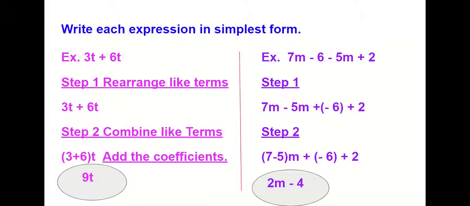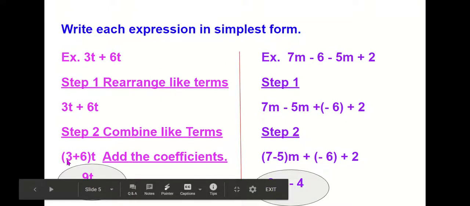The next part of your assignment today is that you're going to have to write each expression in simplest form. So here's what you're going to do, the steps. Step 1, you'll rearrange like terms. For this one, we have 3t plus 6t, so there's not much rearranging we have to do. But in order to combine the like terms, for those two with the variable, we're going to add the coefficients. So we can group that together and do 3 plus 6. Once we add those together, we get 9t.